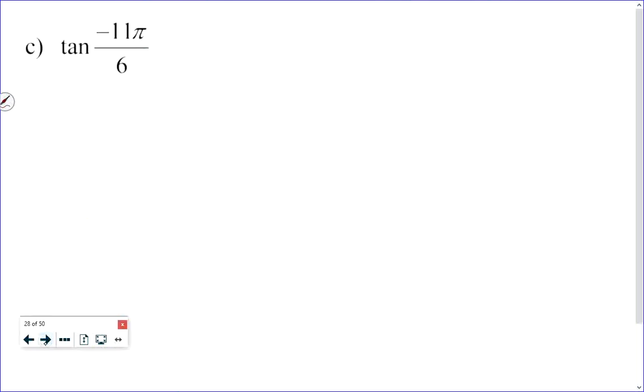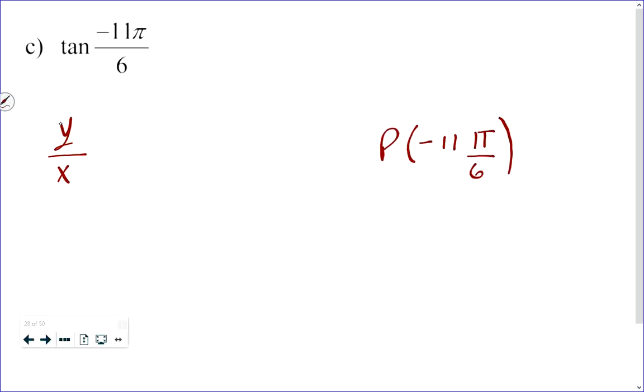Let's keep going. I'm going to pick up the pace here. Tangent of an angle is going to be the y coordinate over the x coordinate. So we need to know P of negative 11 pi over 6. So I'm going to count off negative 11 pi over 6.